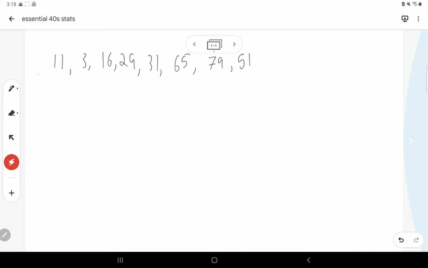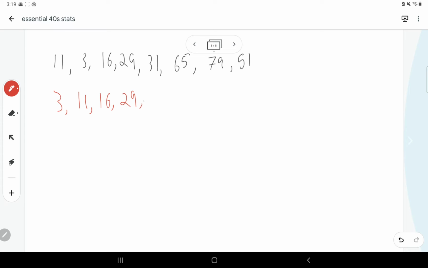So first thing we notice when we're asking about median and mode, this is not in the right order. Right? We have 11, 3, 16, 29. That's not how counting works. So let's put it in the right order. All we do is we take the smallest value first, right? So that's going to be 3, and then we continue up to the next smallest value, 11, and so on and so forth until we have an ordered list here.